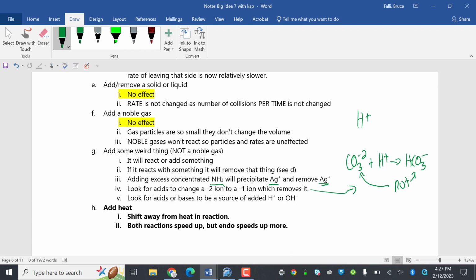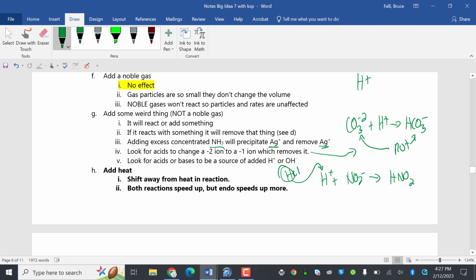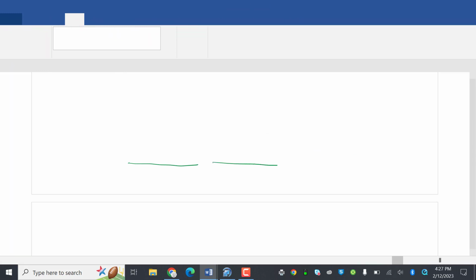Look for acids or bases to be a source of added H positive or OH negative. So if my equilibrium is H positive plus NO2 negative yields HNO2, and I add like HCl, HCl is a source of H positive, so I'm really adding H positive, which will shift it to the right-hand side. If I add heat, it will shift away from heat in the reaction. Both reactions speed up, but the endothermic reaction speeds up more. That's what people forget. They just think it happens to one, but it does to both.